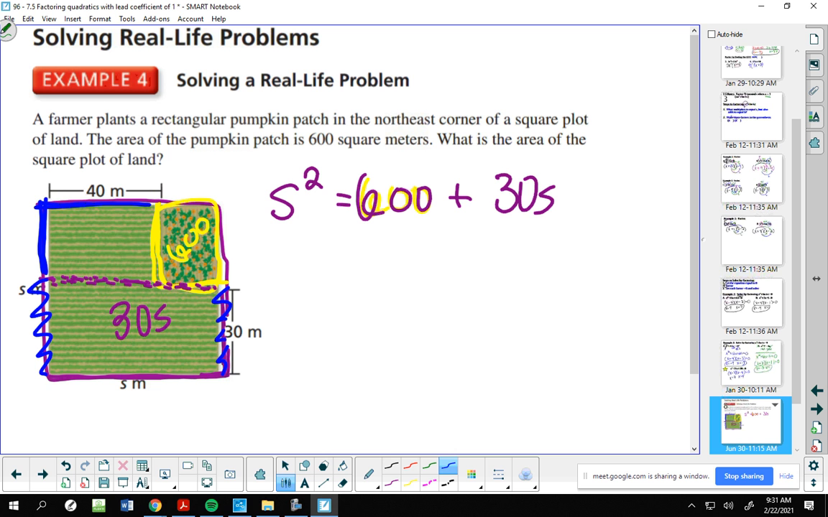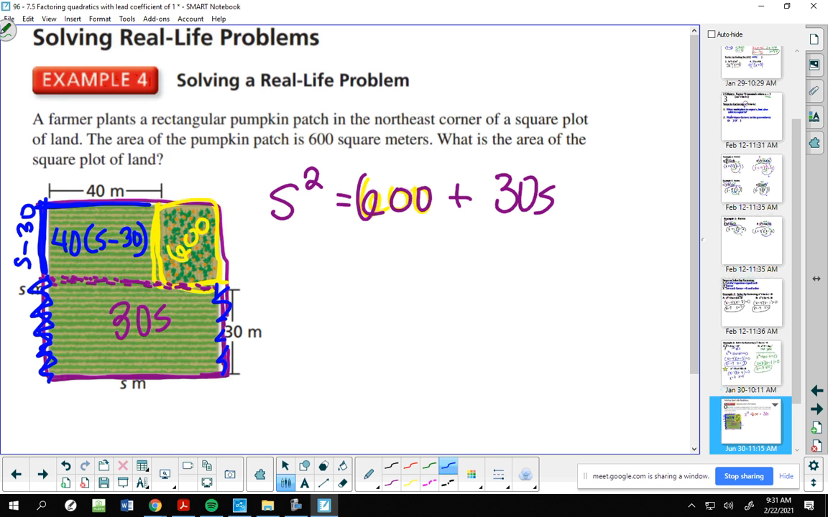So this part right here is S minus 30. So it's that full side length, but we're taking out this 30 meters right here, and that's going to represent that length. So let's take 40 times S minus 30, and that's the area of that rectangle. Remember, area of a rectangle is length times width. Okay, so that's how I'm getting those 3 separate areas.